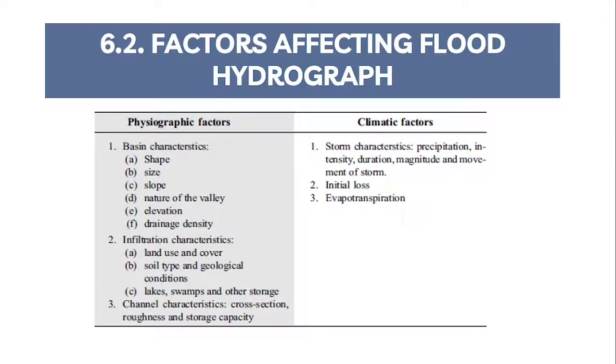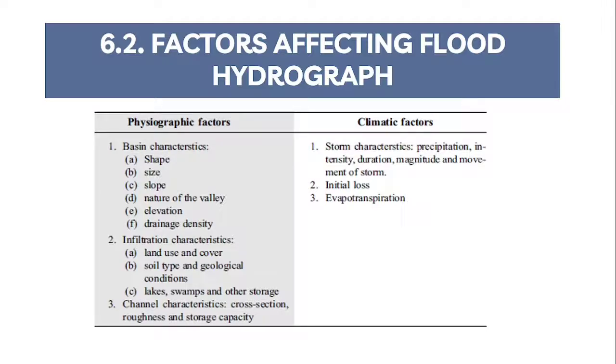Then for the climatic factors, we have storm characteristics, which include precipitation, intensity, duration, magnitude, and movement of storm. Then second, we have the initial loss, and lastly, we have the evapotranspiration.